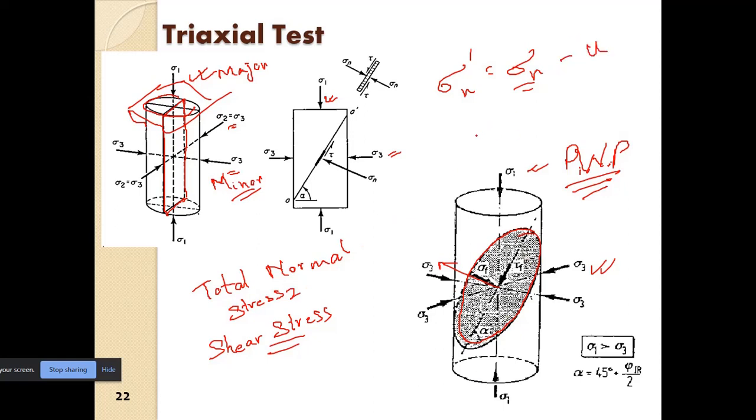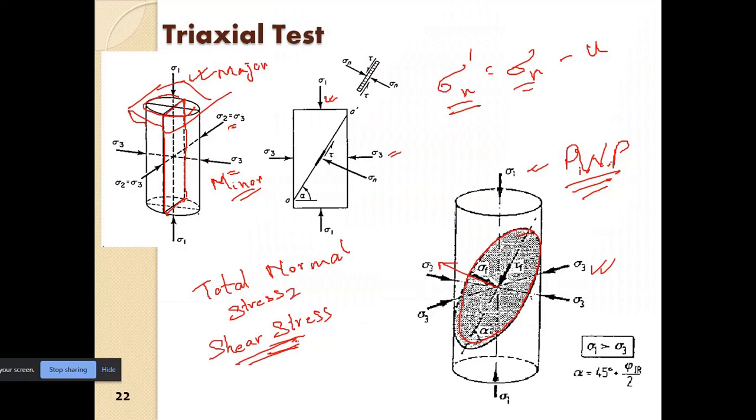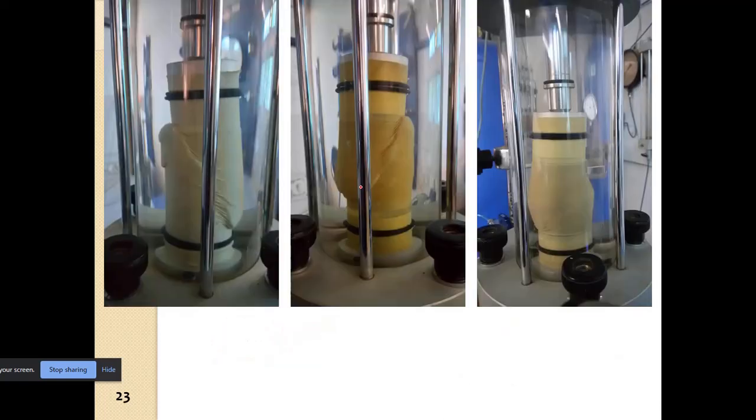So we see that the effective normal stress is reduced, but the shear stress remains the same. Since the shear stress remains the same and the effective stress is reduced due to the development of pore water pressure, what happens? The confinement within the soil is now reduced and the soil may fail at a lower load of sigma 1. So we will see what happens in that case.